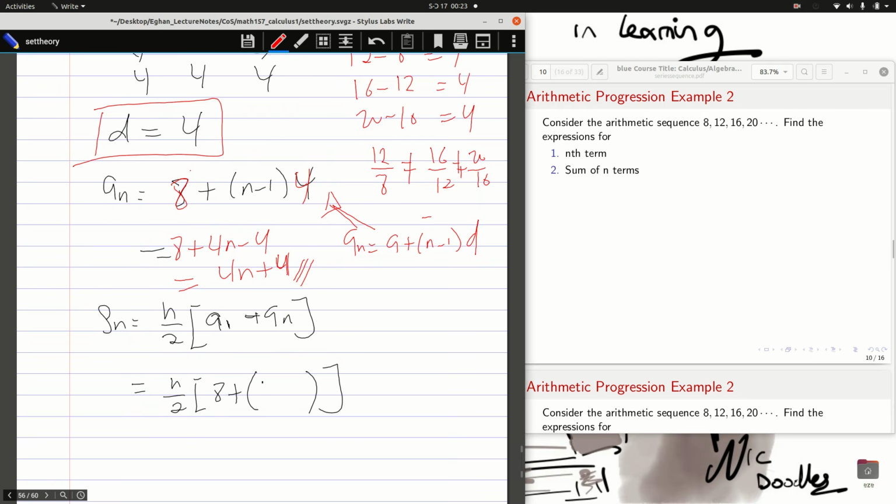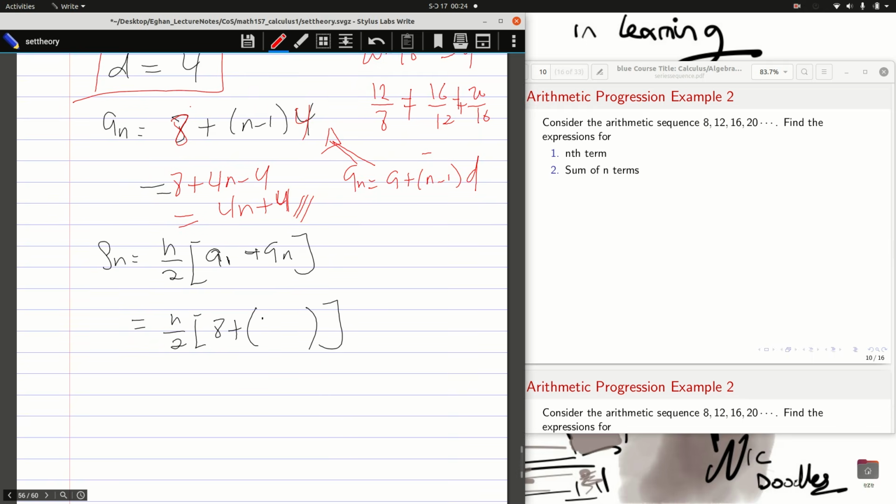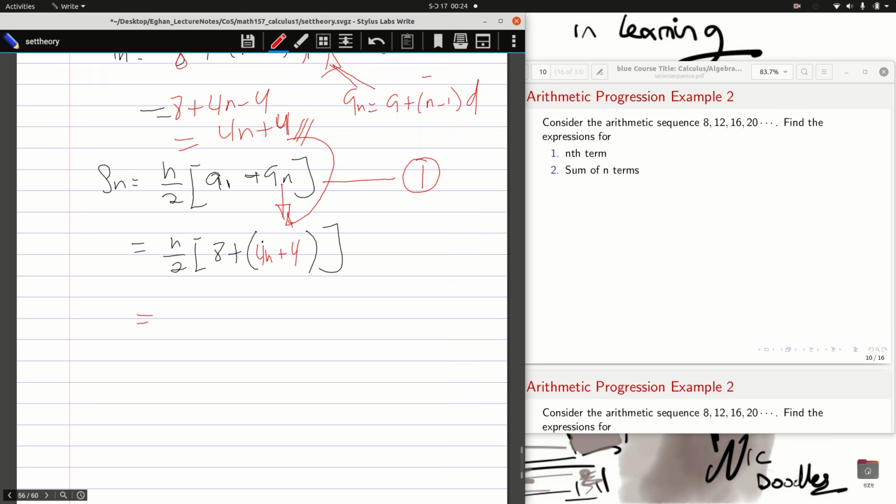But we were asked also to find the sum of terms, so I choose this formula, and by substitution, the an I've already found, so I bring it here. 4n plus 4. You expand and then you simplify, so I'll leave it here. Simplify means you group like terms.